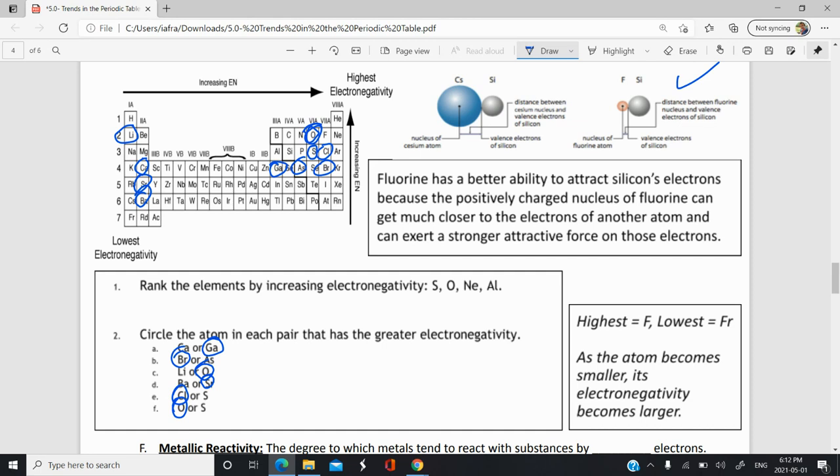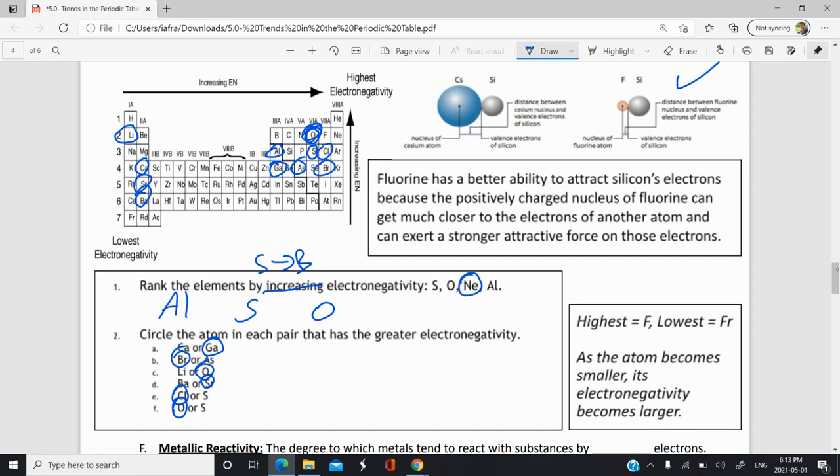Let's go ahead and rank these according to electronegativity. We want increasing electronegativity, so smallest to biggest. Let's compare O and S first. O has a larger electronegativity compared to S because O is more towards the top. Let's then compare Al and S. Here's Al over here. S has a larger electronegativity than Al because S is more towards the right. So Al is very small there.